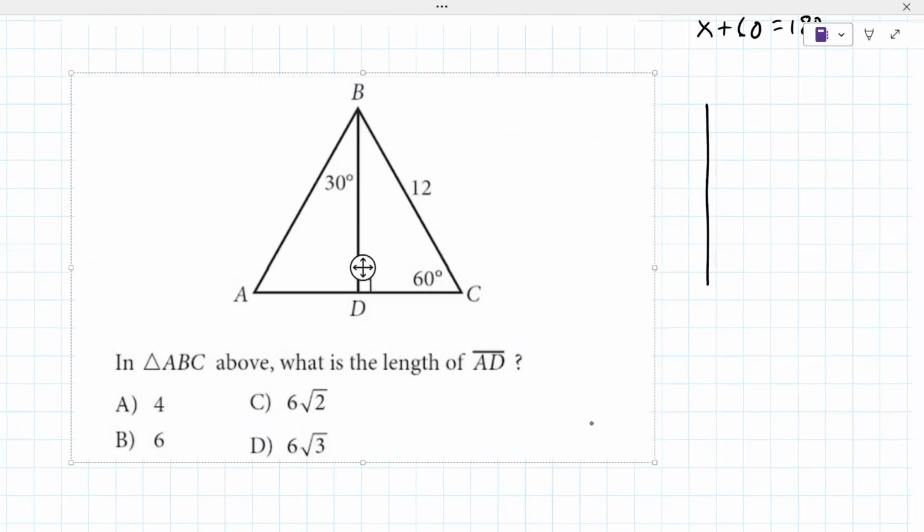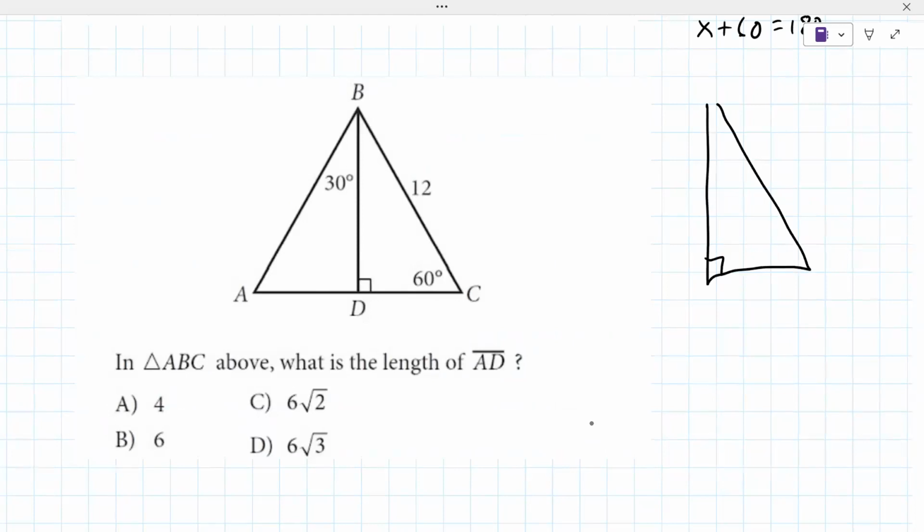Do you remember the rules for a 30, 60, 90 triangle? Kind of. Okay, so the short leg is X, the hypotenuse is 2X, and the long leg is X root 3. Okay. And that is enough information to do this one.